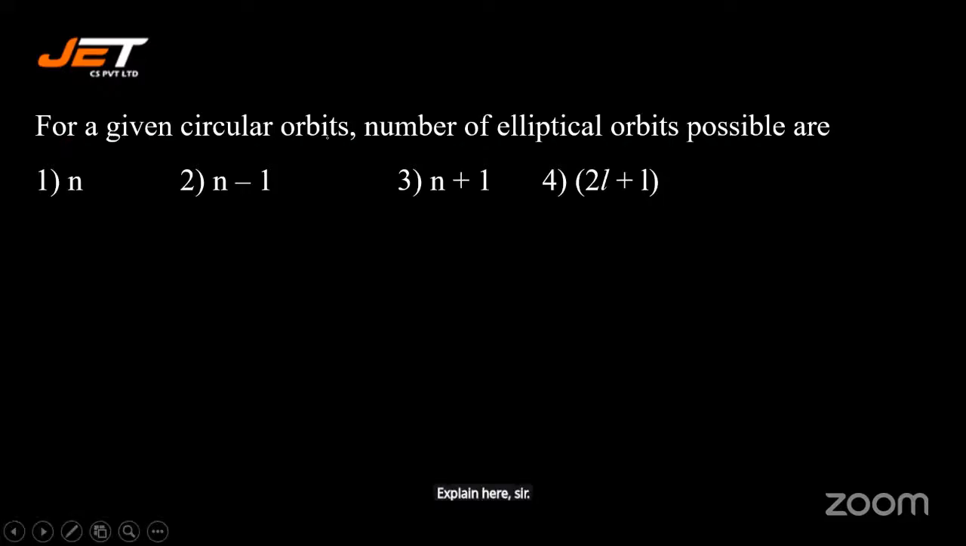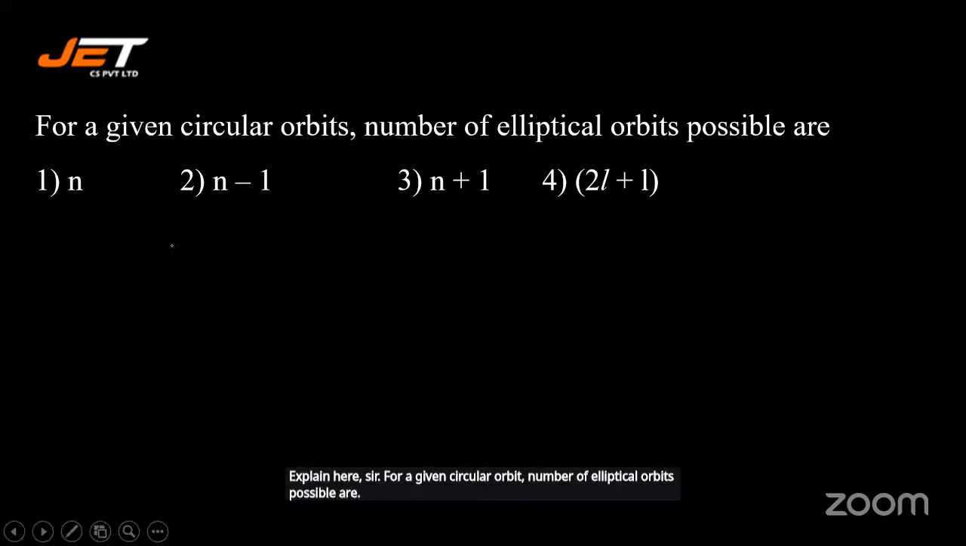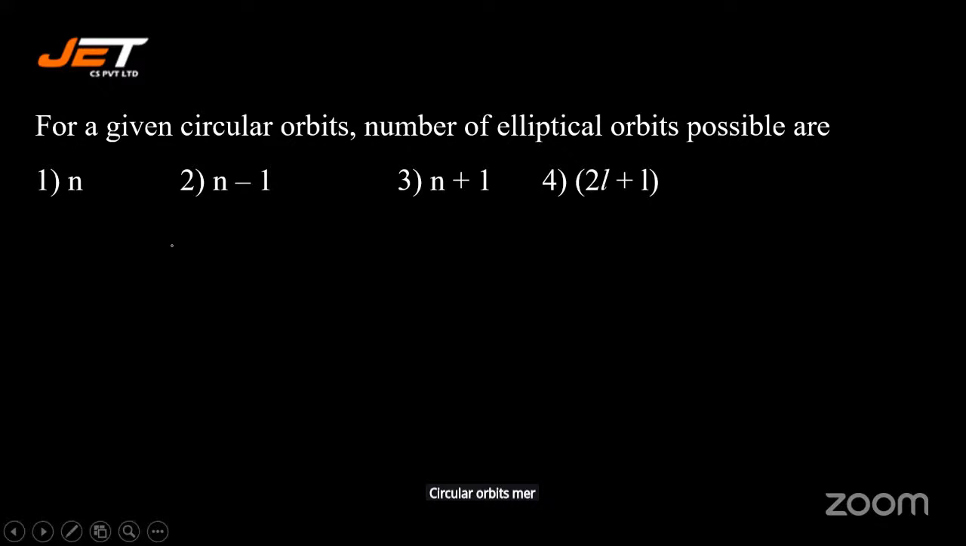For a given circular orbits, number of elliptical orbits possible are. సర్క్యులర్ ఆర్బిట్స్ మనకి తెలిసినప్పుడు నెంబర్ ఆఫ్ ఎలక్ట్రికల్ ఆర్బిట్స్ మనం ఎలా క్యాలిక్యులేట్ చేస్తాము? ఇందులో ఏ రిలేషన్ యూస్ చేస్తాం? n-1, n+1, 2l+1, where n is the principal quantum number.